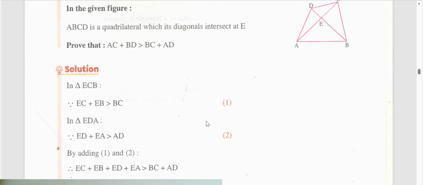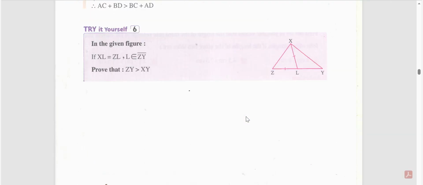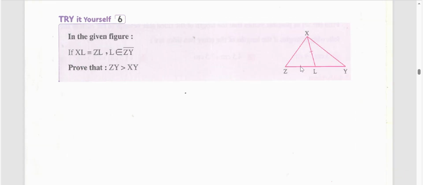Next question. You can read this question, okay? He solved it as an example here in the book. We will explain question number 6. Here he wants to prove that ZY is greater than XY.